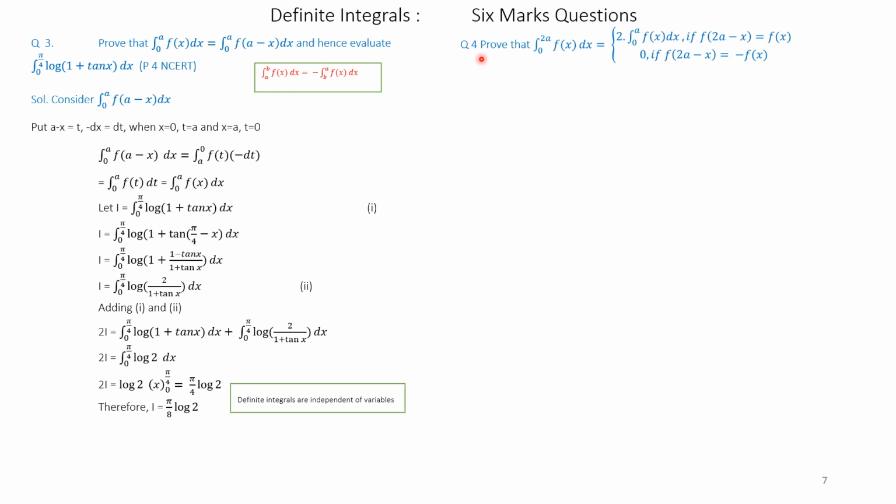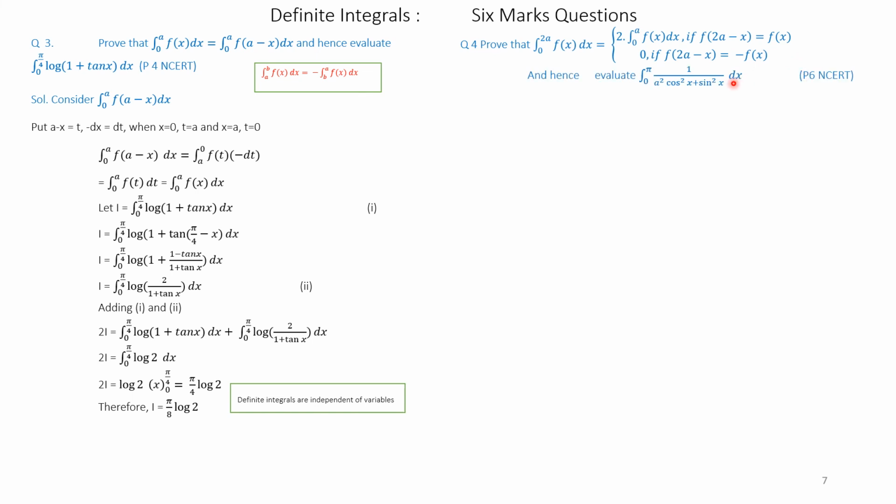This is pertaining to property number 6. Prove that integral 0 to 2a f(x) dx is equal to 2 into integral 0 to a f(x) dx if f(2a minus x) is equal to f(x), and equals 0 if f(2a minus x) is equal to minus of f(x). Please see here, in the left side the limit is 0 to 2a, and on the right hand side it is 0 to a.